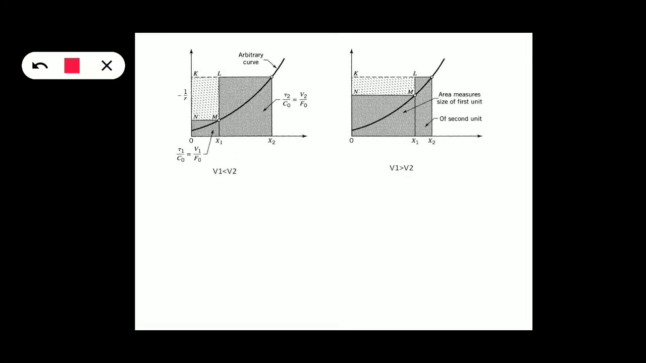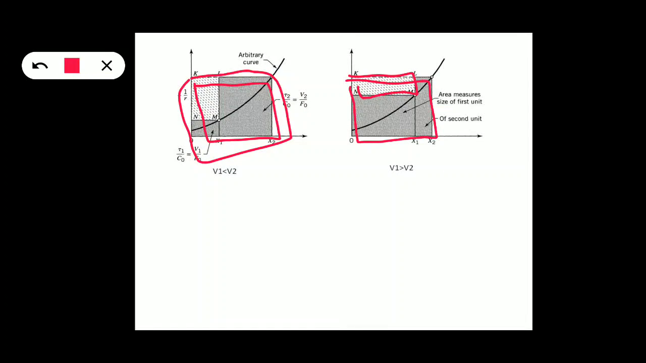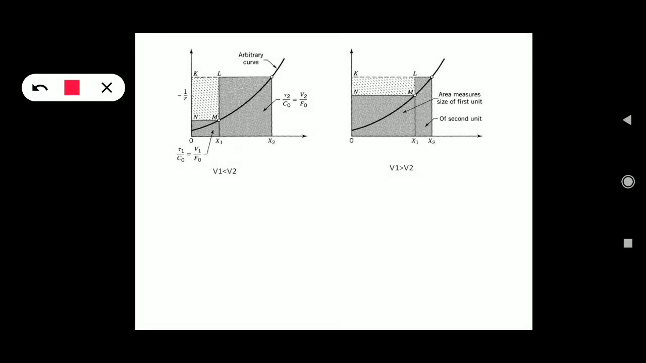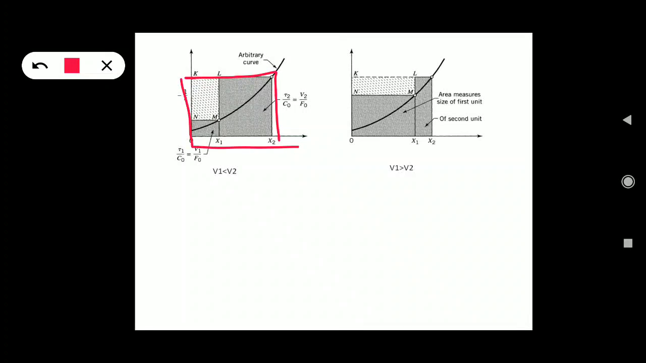All these shaded areas represent the size of reactor 1 and reactor 2 required for both the systems. Now if you see this rectangle, KLMN, this is the portion which is not required for the reaction. Imagine this is the total size. x2 is the same for both systems, and at x2 the rate of reaction will be the same for both the systems. So the size of this rectangle will be the same for case 1 and case 2.